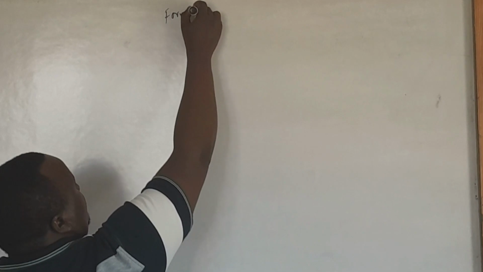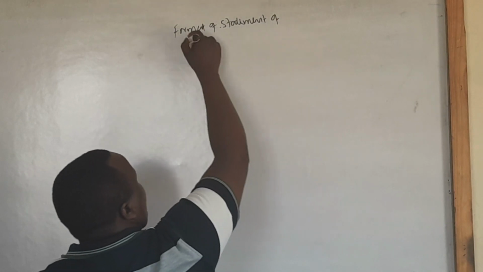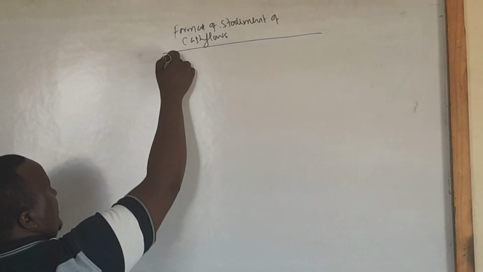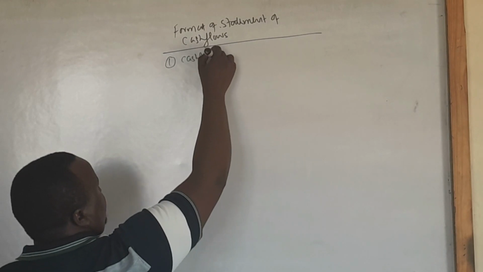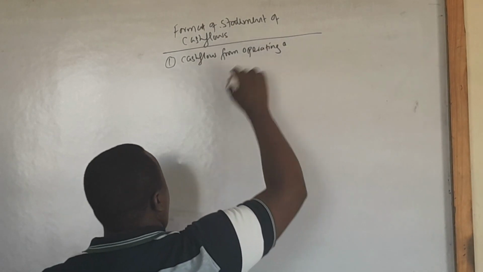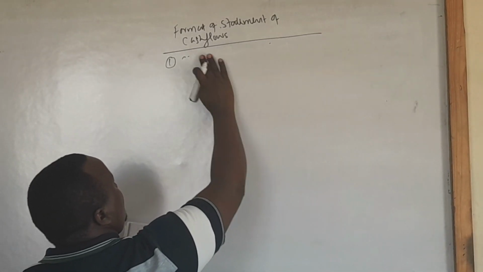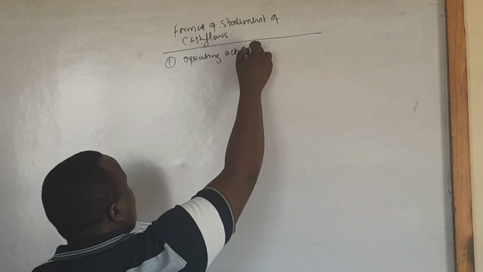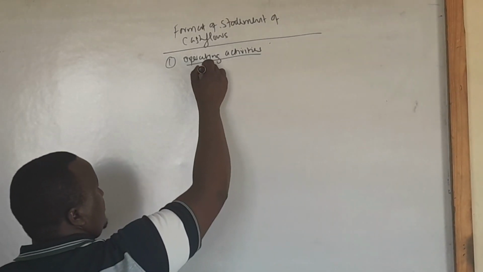This is the format of the statement of cash flow. The same we are categorizing into three. We start with the cash flows from operating activities, or let me just call it operating activities. Now let's start with the profit before tax.